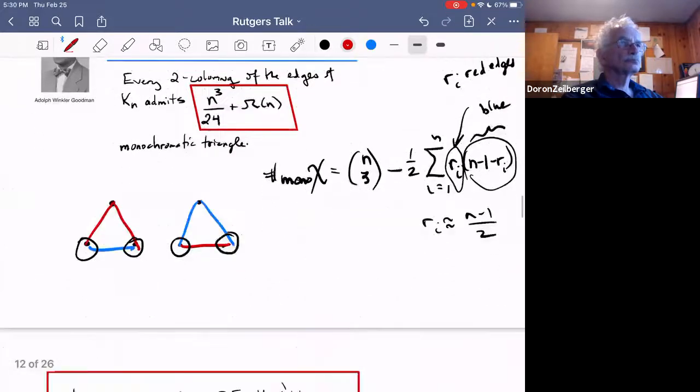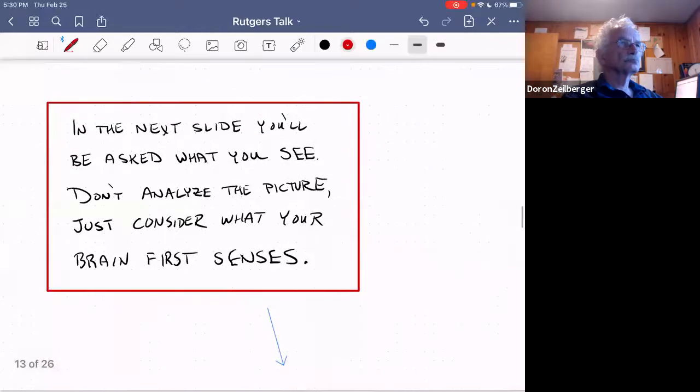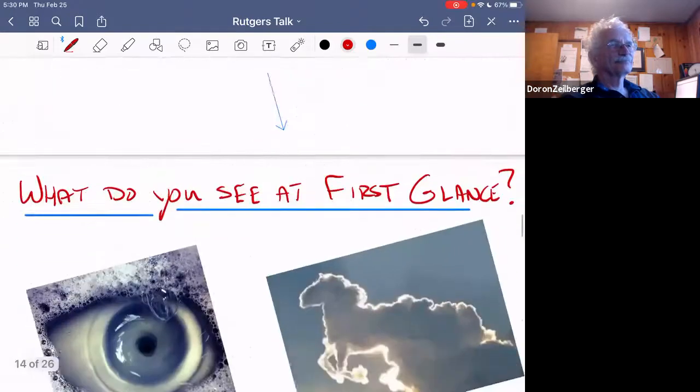Okay, so now we're going to get to some kind of motivation for this: we might see patterns and we might believe there's something, but that doesn't mean they are something. It doesn't have to have meaning. So in the next slide, I have a couple of pictures that I've put up. I just want you to look at the picture and think about what your brain sees. So don't analyze the picture. That's not what I'm after. What do you see?